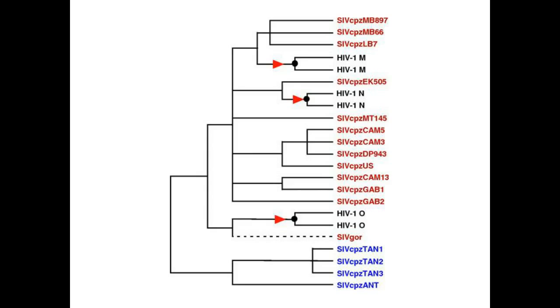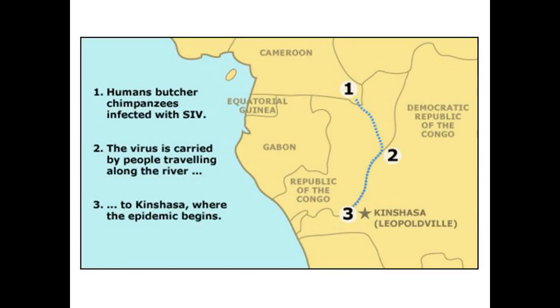HIV-1 subtype O did not originate from chimpanzees, that originated from gorillas. So eating bushmeat, eating chimpanzees, led to the zoonotic transmission of a simian immunodeficiency virus to humans. And that was really the beginning of HIV.